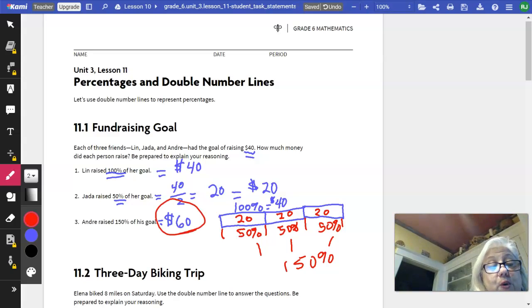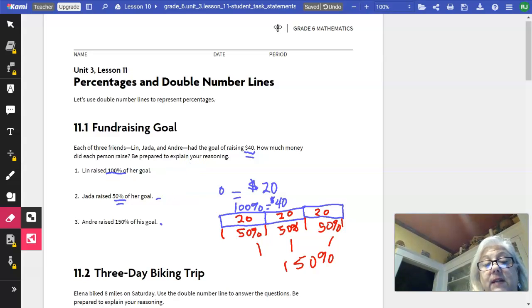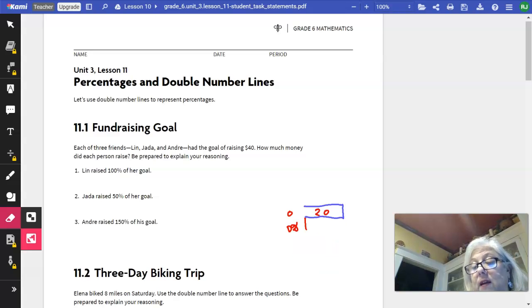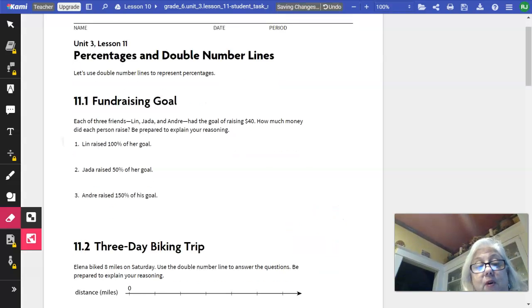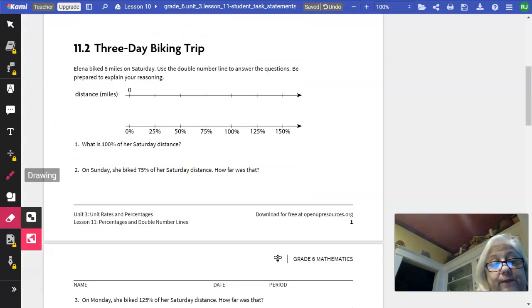Okay? So what we're going to talk about in class, and let me erase all of this. There's my eraser. Let's erase all annotations. Tomorrow in class, we're going to talk about percentages and double number lines. And I'm just going to give you a little short introduction to what that is, so that when we come into class tomorrow, you will be better able to understand what we are doing.